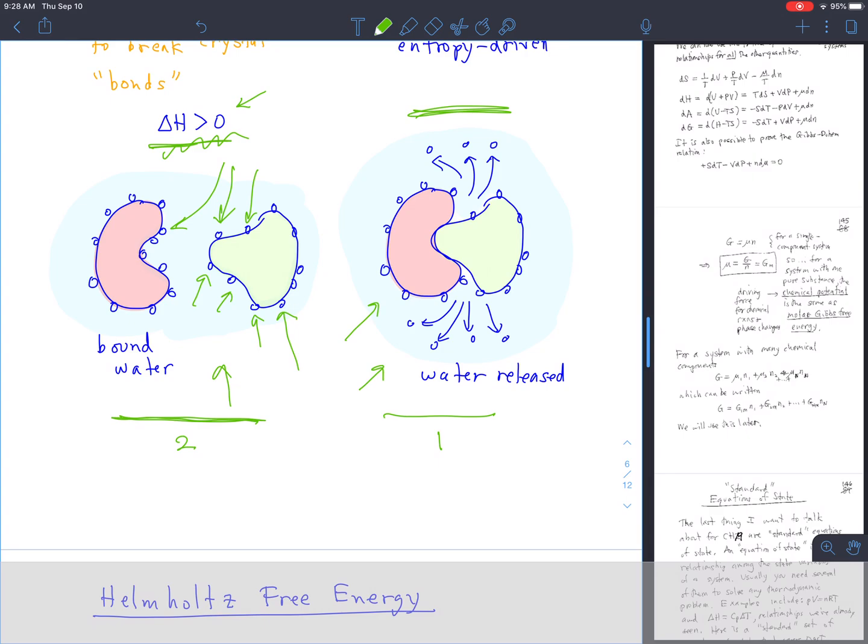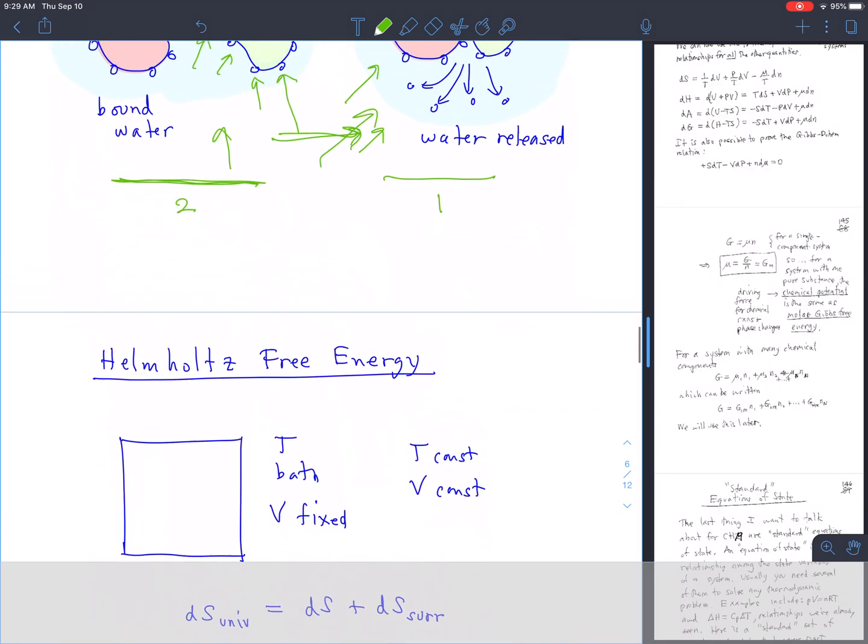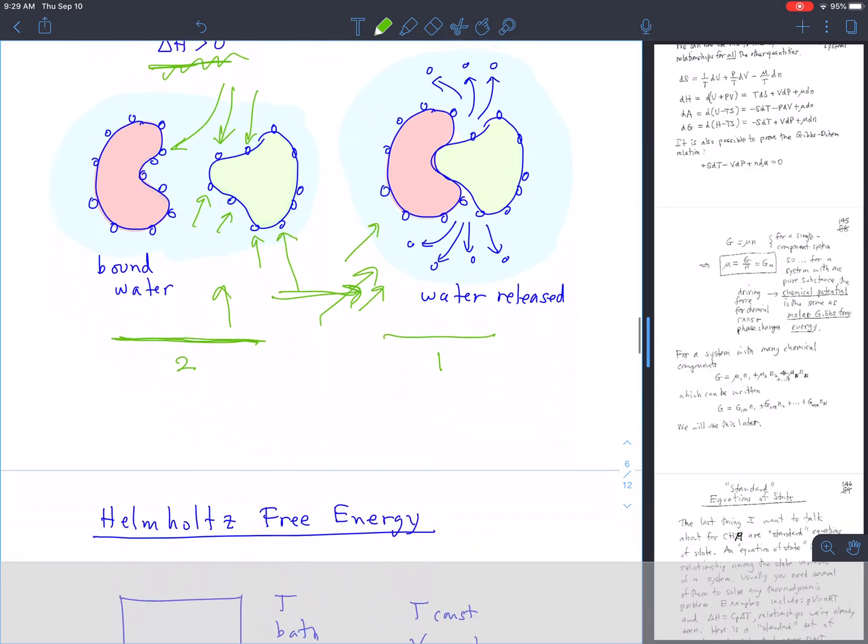So the question is, is the entropy change really negative, or is it possibly positive? We don't know. It depends on the relative size of the water release terms and the protein binding terms. For some reactions, the water release terms may be the dominant one, in which case the overall entropy change is actually positive, actually favorable for this reaction, even though it looks at first glance as if it should be unfavorable. All right, that is the Gibbs free energy.